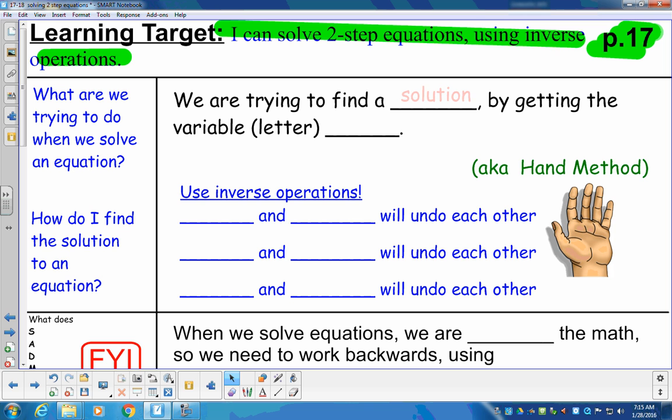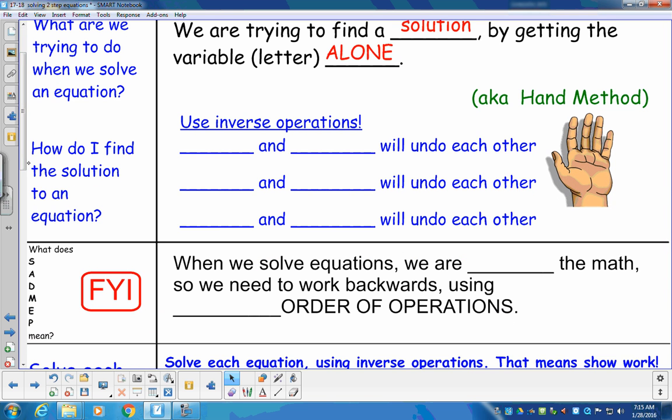So we're really trying to find a solution or an answer by getting the variable, or the letter, alone. That's what we're doing with that stop sign. We're saying, let's just try to get this all by itself. So the hand method kicks in, which is called inverse operations. Let's remember the operations we've talked about so far that are inverses. We know that add and subtract are inverses. They're opposites. The way we get rid of addition is we subtract, and the way we get rid of subtraction is we add, known as inverse operations.